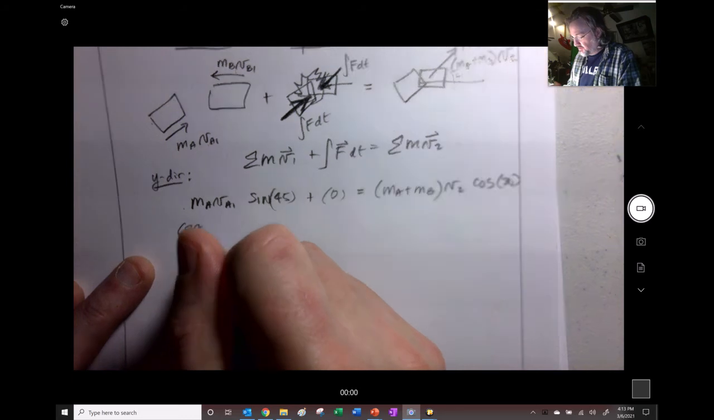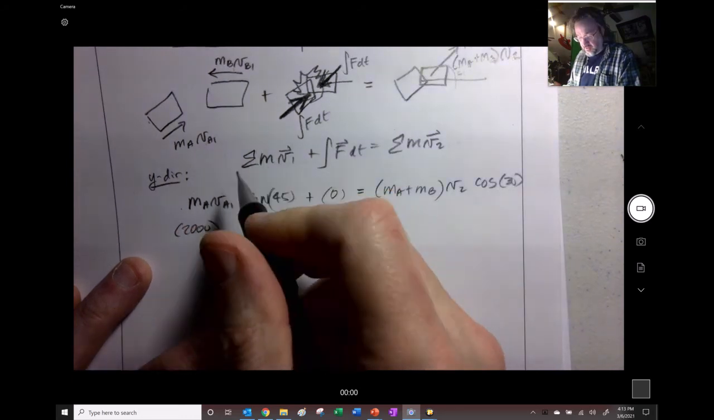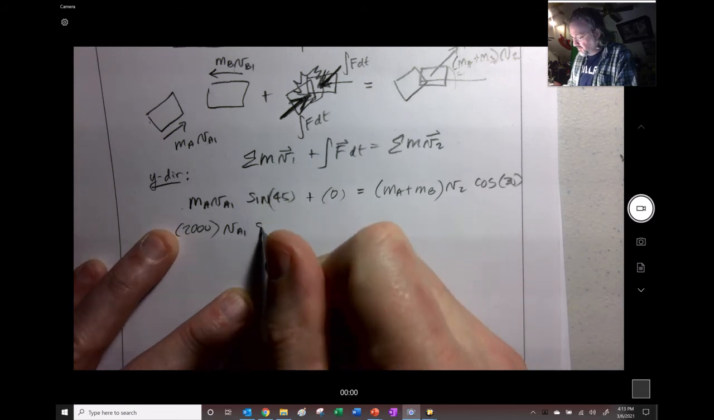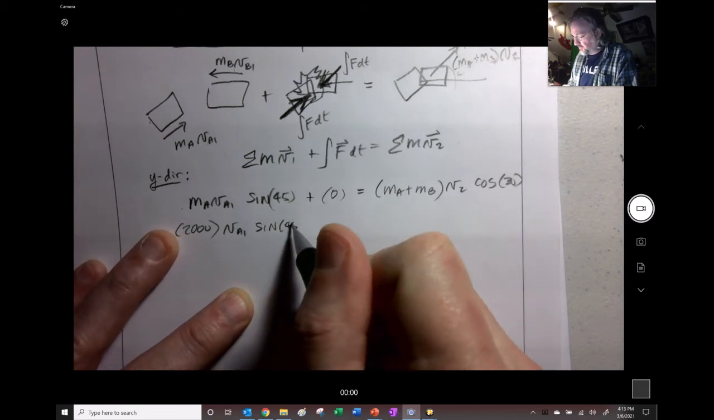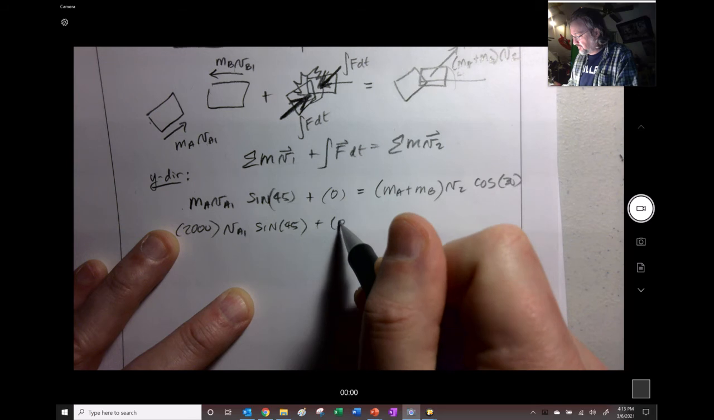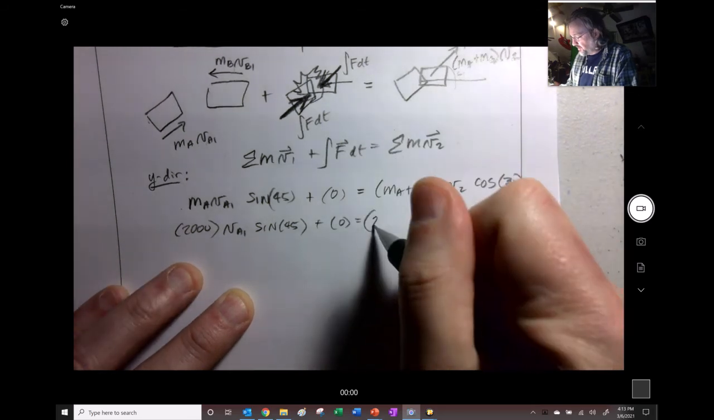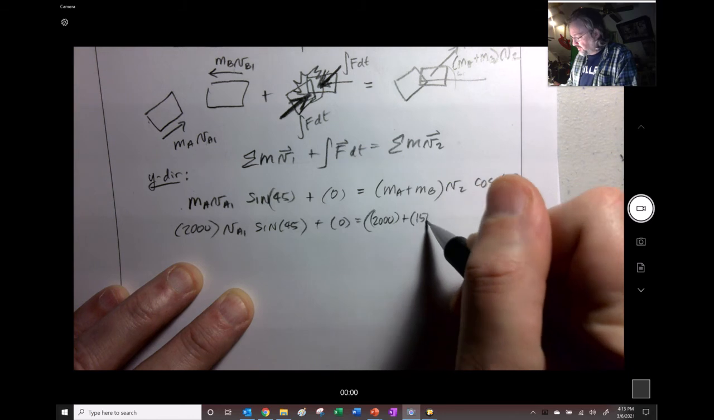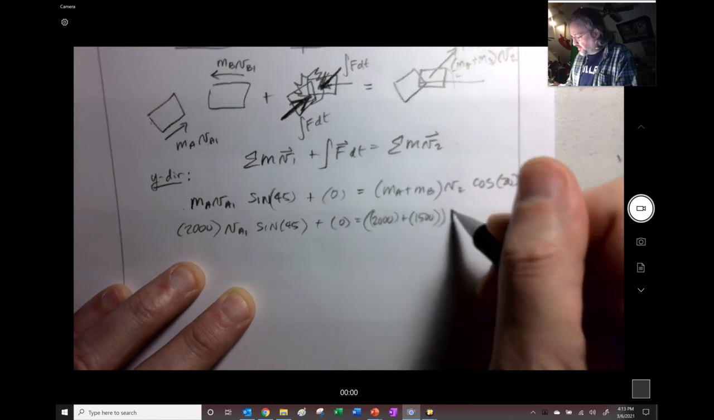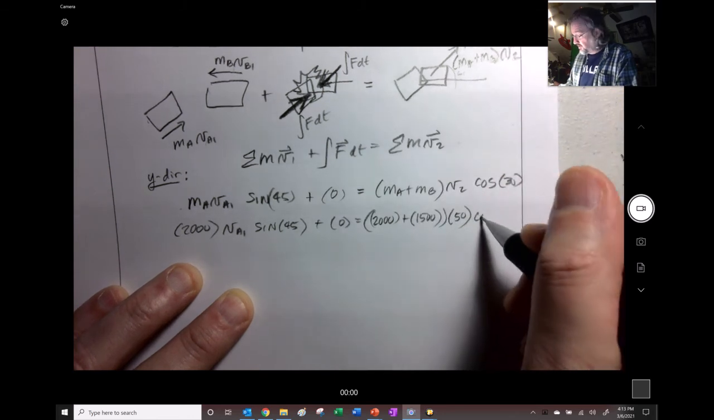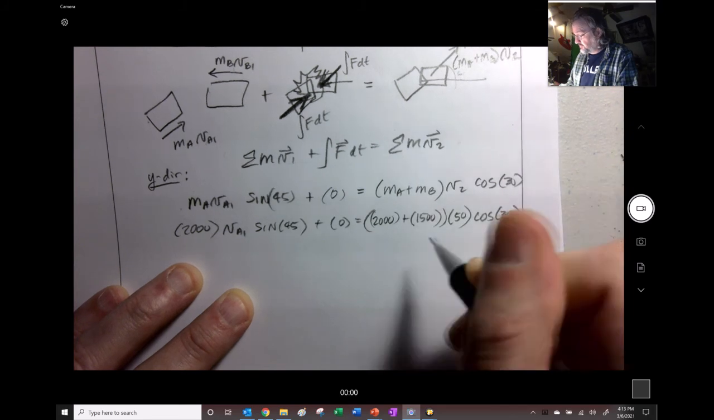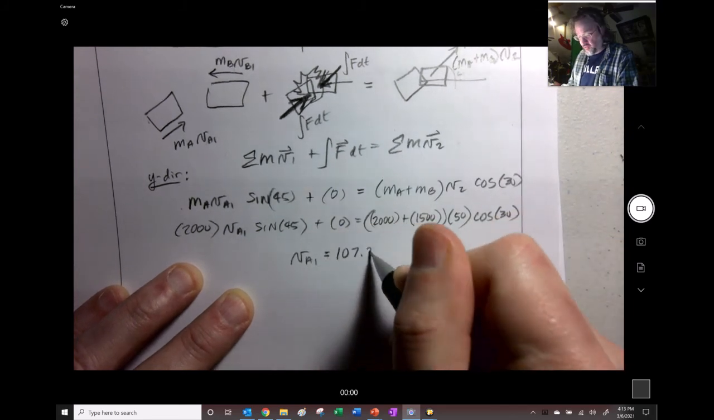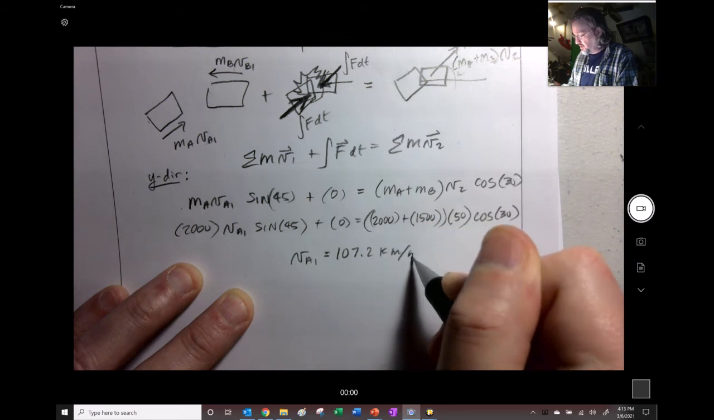So 2000 times VA1 sine of 45 plus 0 equals the 2,000 plus the 1,500, and here's our 50 cosine of 30. So VA1 is 107.2 kilometers per hour.